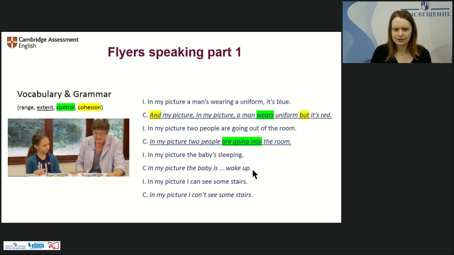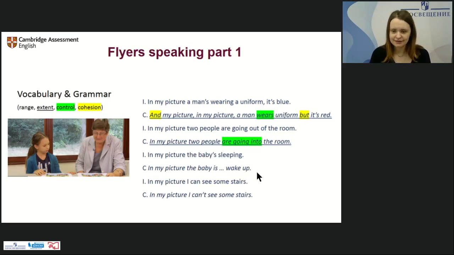Well, this lady's name is Marta. She couldn't find the appropriate word here. So it has to be the baby is, well, not sleeping, or the baby is awake, but she couldn't find the word. She couldn't remember it. It's going to be about range. However, she managed to more or less paraphrase it, and instead of awake, she said wake up, which is clear, comprehensible, and she still is going to get very high marks for her performance.